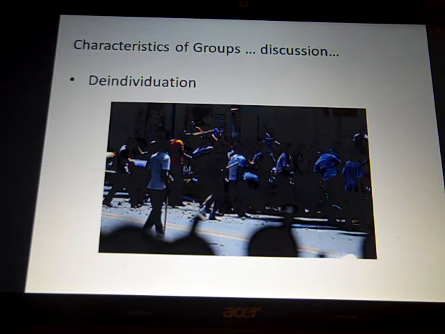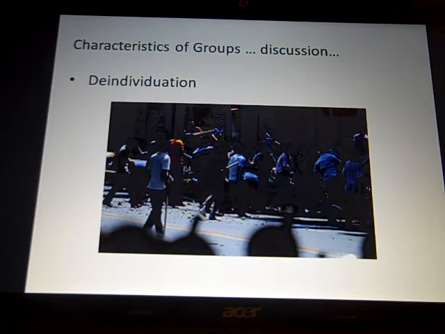Also, de-individuation occurs in group settings. People are more likely to have less inhibition about doing things in group settings. They would do things in groups that they wouldn't do otherwise. An example would be sort of like the mob mentality, like the image that you see here.